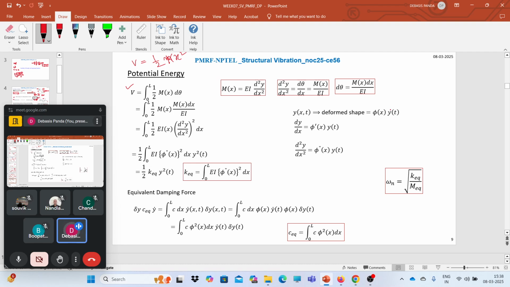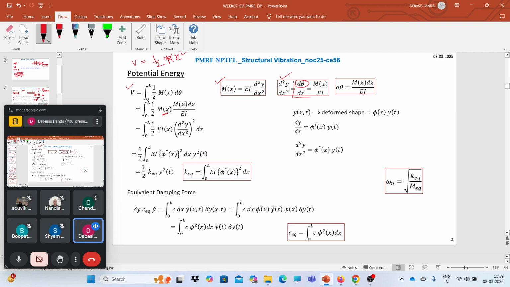So first, if we have a beam problem, what is the relation between moment and the flexural rigidity? M is nothing but EI into d2y dx2. And what is the relation for the curvature for pure bending? d2y dx2 is equal to d theta by dx, which is Mx by EI. From this equation we can easily calculate the value of d theta. So d theta will be nothing but Mx into dx by EI. Now if we express the potential energy in terms of half into the bending moment and the rotational curvature, and simplify it, what will we get?